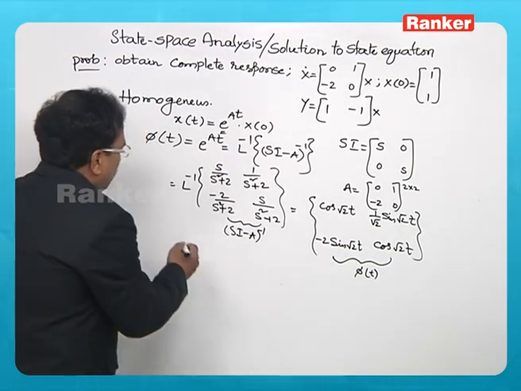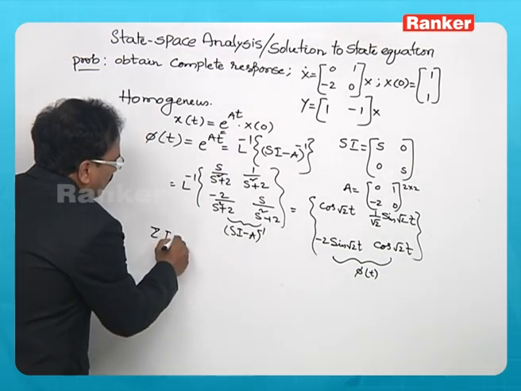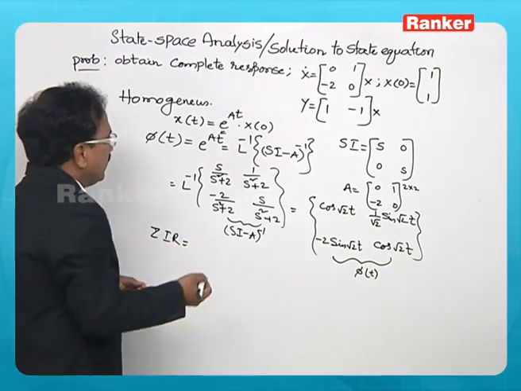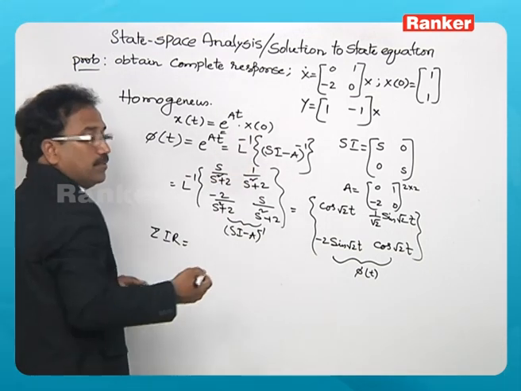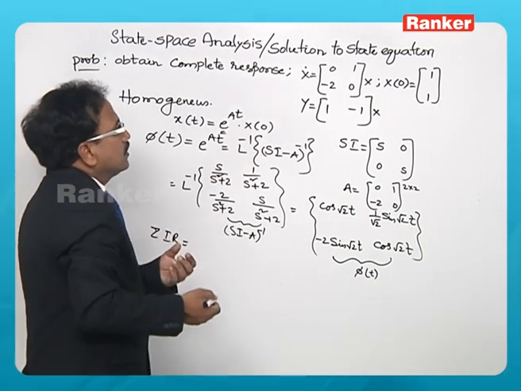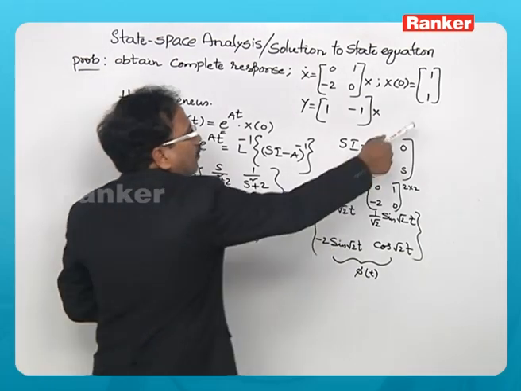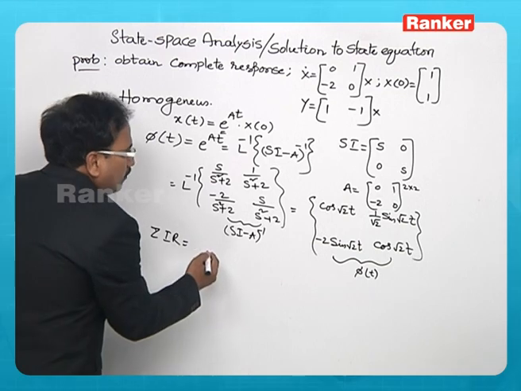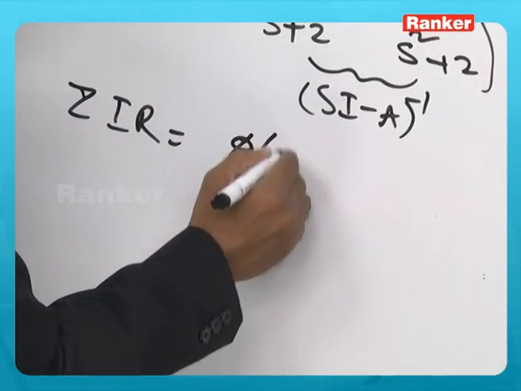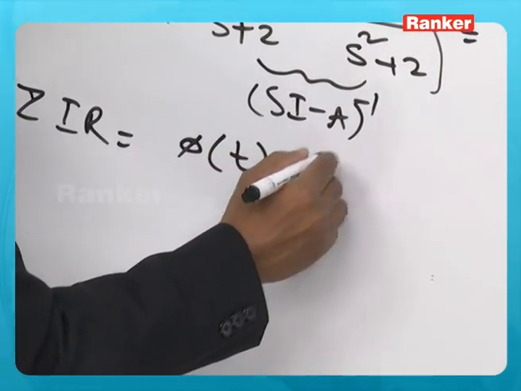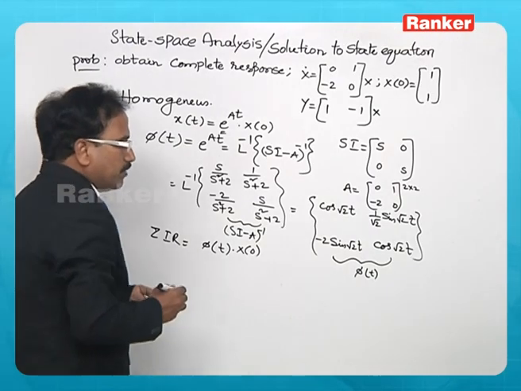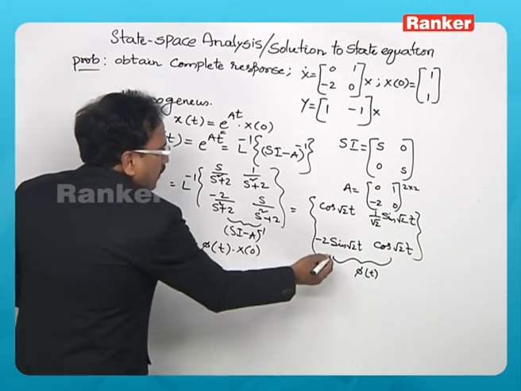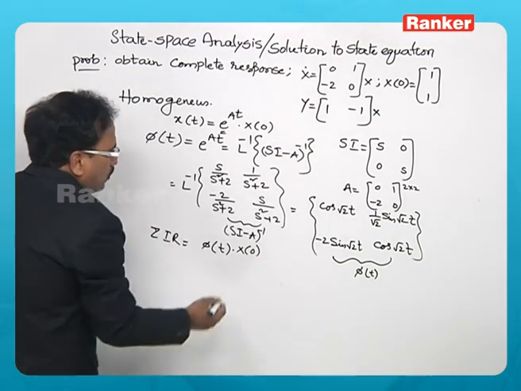Now, to get the zero initial response, you have to multiply the state transition matrix with x of 0, that is the initial condition. x of 0 is given by 1 and 1 here. Now you need to multiply this e power A t, or phi of t, that was obtained, by x of 0. So phi of t is given by this, and x of 0 is 1 and 1.